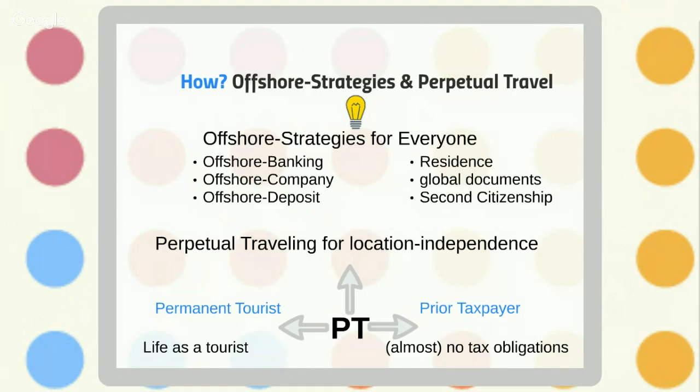Another thing is you are a prior taxpayer because of that, because you have almost no tax obligations if you live a life as a perpetual traveler. If you're not born in the US, of course. Sometimes you are not able to avoid tax, because some taxes, like indirect taxes, like value-added tax, you just have to pay. But of course, if you want to be very extreme, you just go to countries with very low value-added tax, to countries with no such taxes at all, which still exist.